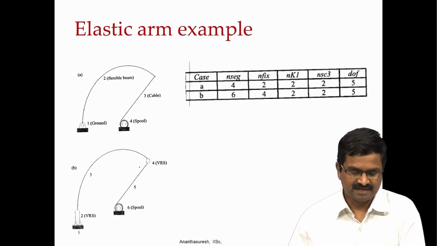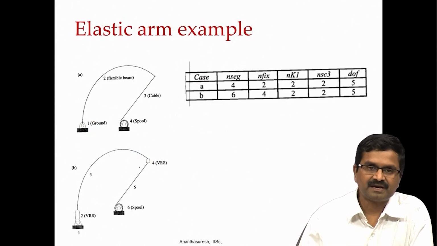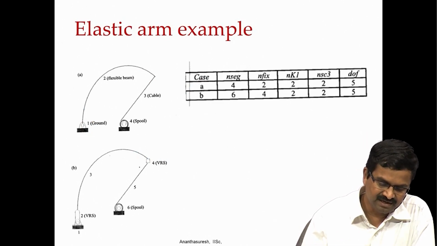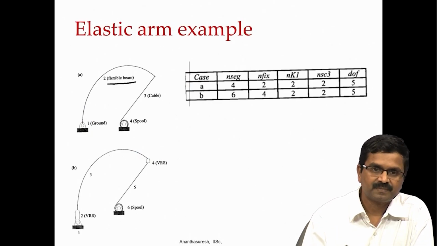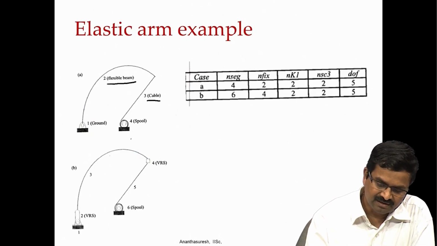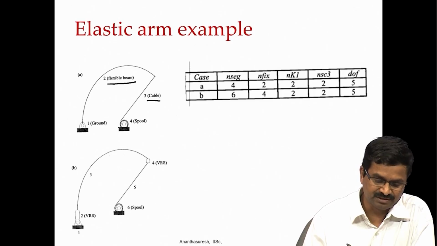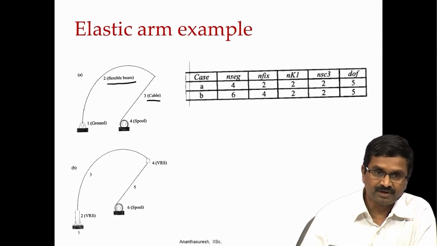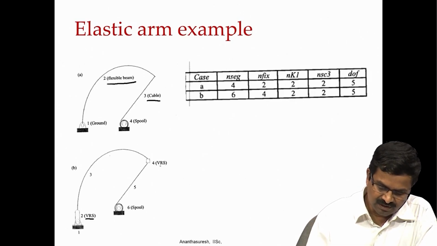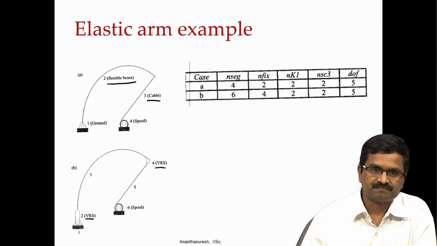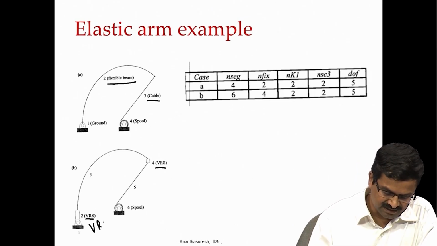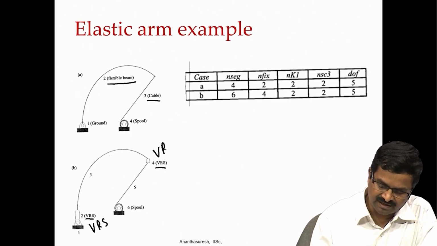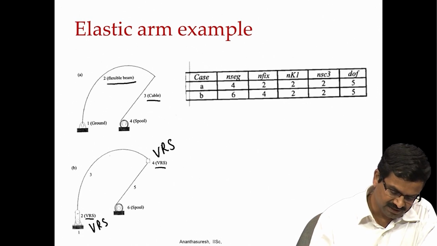Now, let us take an example reported in the literature called an elastic arm. What you have here is a flexible beam, and there is a cable that goes over a spool, like a winch, and then there is a motor, or this thing has a kinematic joint. We have shown it with a virtual rigid segment and without it. Okay. This is a VRS over here, this is a VRS over there. Okay. There is one here, a virtual rigid segment, and there is another one.